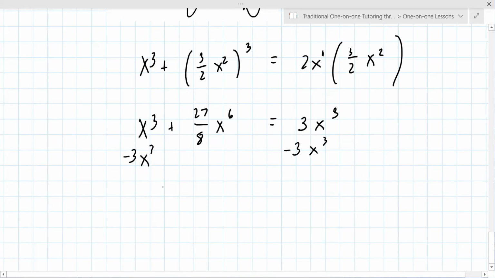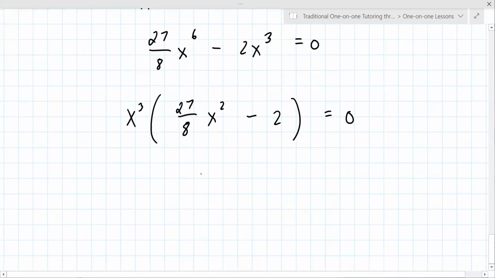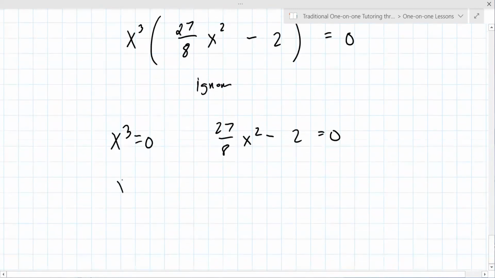I'm going to slightly rewrite this. So it's 27 over 8 x to the 6th minus 2x cubed equals 0. Okay, you factor out an x cubed. So you get 27 over 8 x squared minus 2 equals 0. Now we're going to ignore this because this is not the point of this problem. But you set each of these equal to 0. So this one equals 0 and x equals 0.